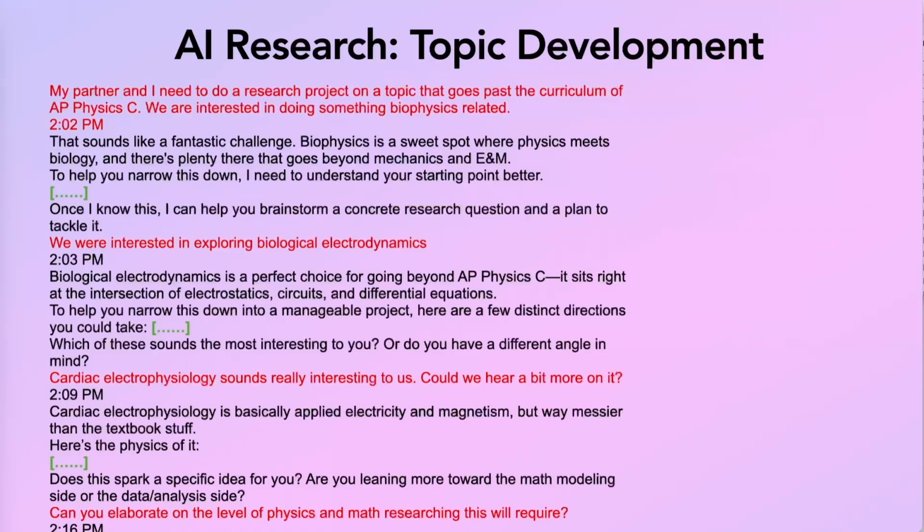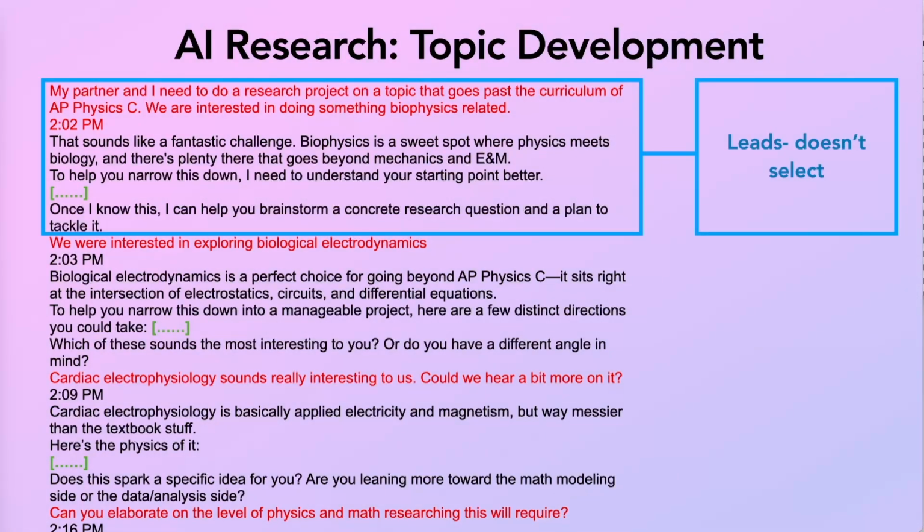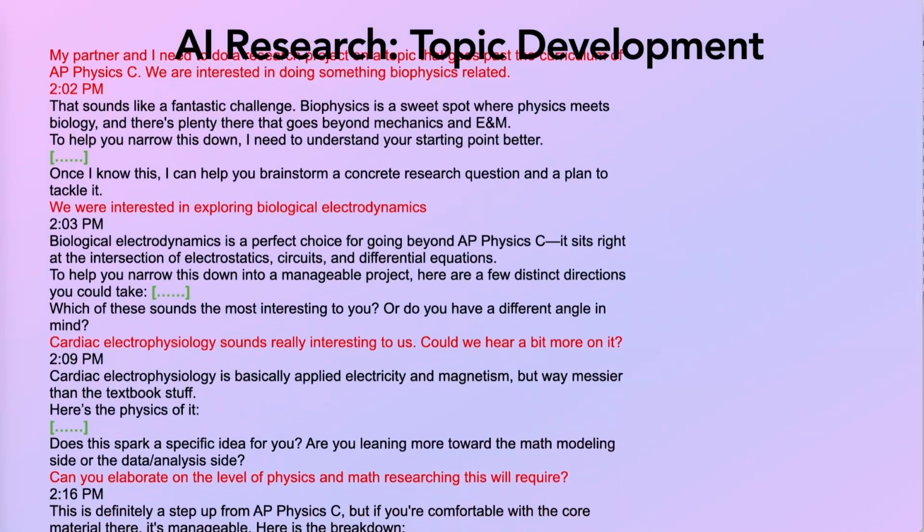But I want to drill down on a few things. Okay? And you absolutely feel free to pause this and read what's going on. I'm going to try to go pretty fast. First thing, they ask for an idea. It helps them, it leads them. It doesn't select a topic for them. It interacts with them until they can choose something.